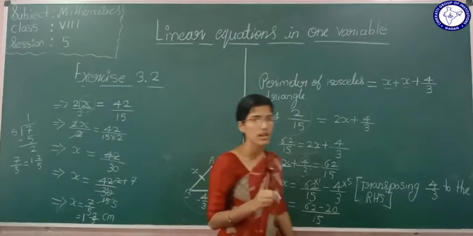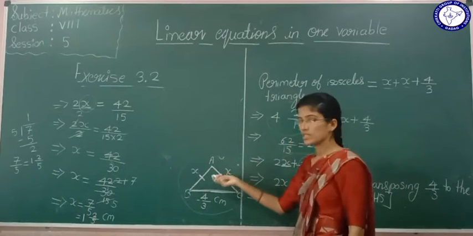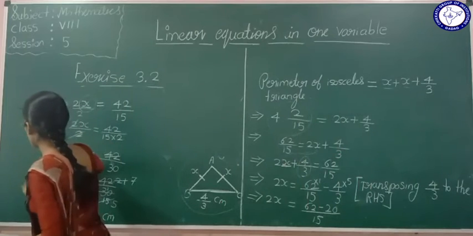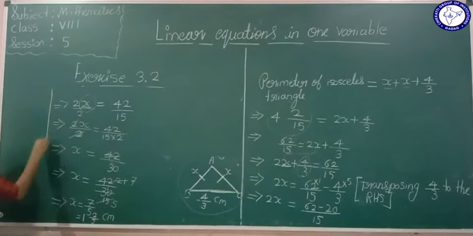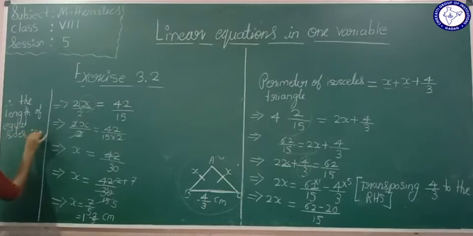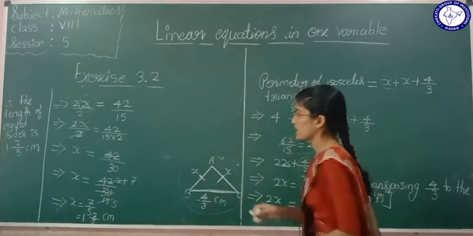Therefore, the length of equal sides is nothing but one integer 2 by 5 centimeter. So this conclusion statement is very, very important. Therefore, the length of equal sides is one integer 2 by 5 centimeter. Okay. Now we will see the next problem.